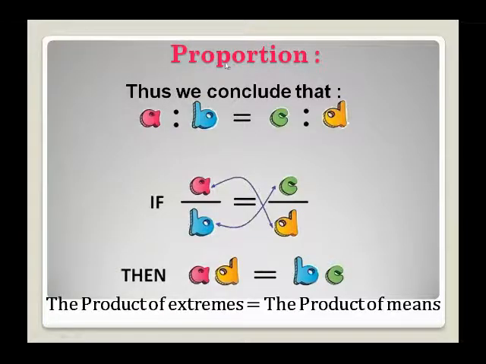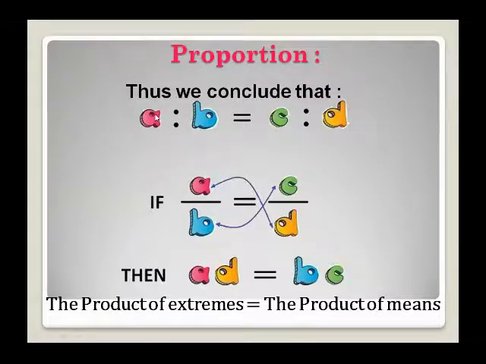Now, what is the proportion? Thus we conclude that A ratio B is equal to C ratio D. Here we suppose the numbers are A, B, C and D. So we write in the form of proportion A ratio B is equal to C ratio D. If we have A upon B is equal to C upon D, then A and D are the extremes and B and C are the means. So the product of extremes is equal to the product of means.